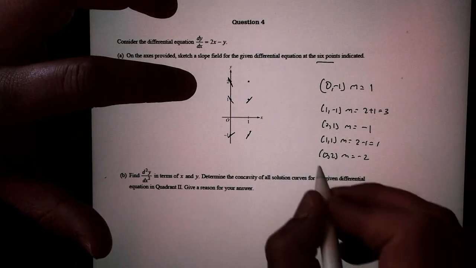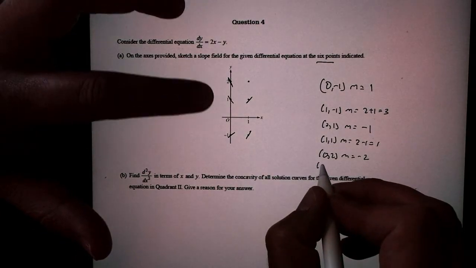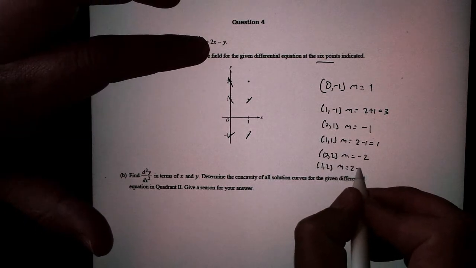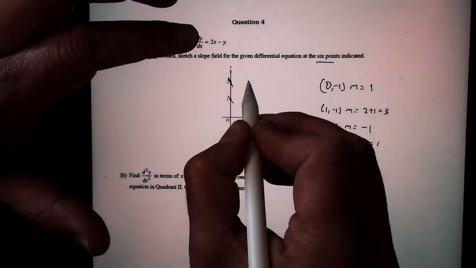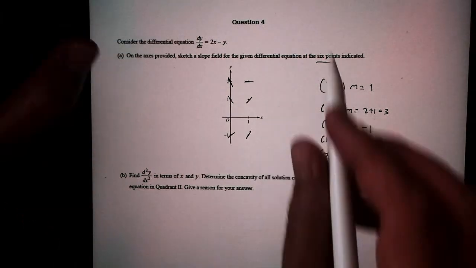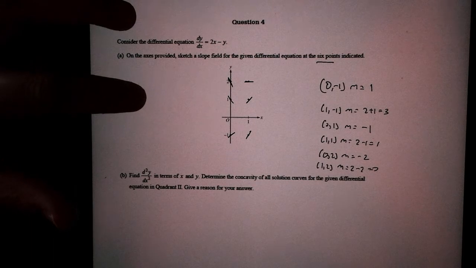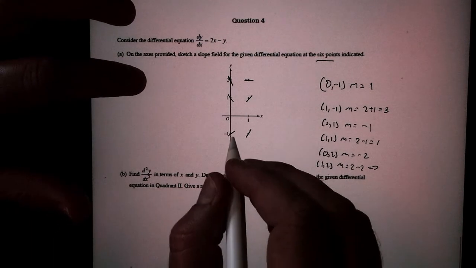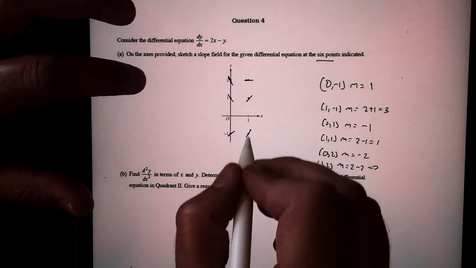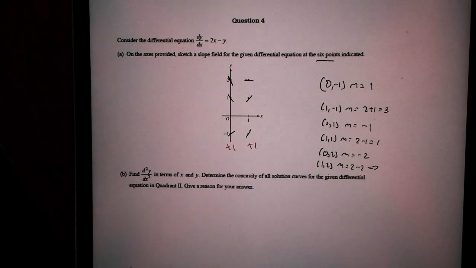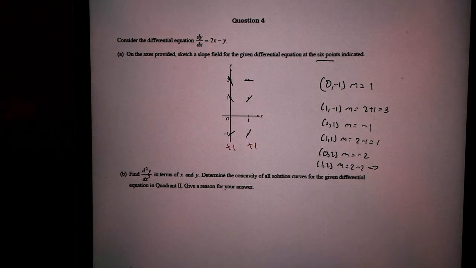And then the last one is at (1, 2). That's going to give us a slope of 2 minus 2, which is 0. So that's a horizontal line right there. Let's talk about the points here. It didn't take us very long to do that. You get a point for all of the points where x is 1s, and you get a point for all of the others. So you got 2 points just for that slope field. That's pretty cool. Alright, question number 2 is where the fun begins.